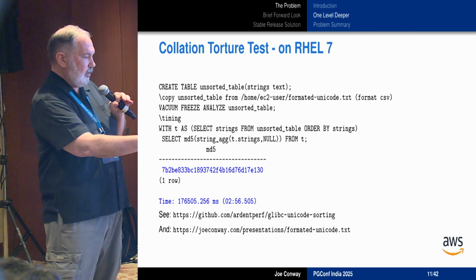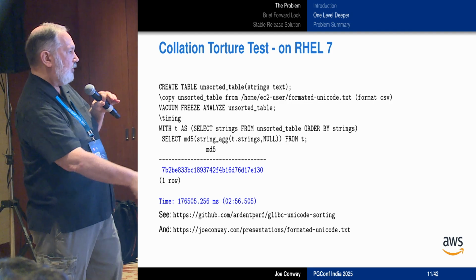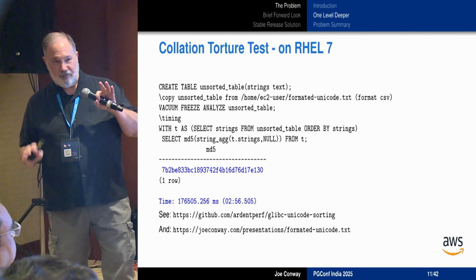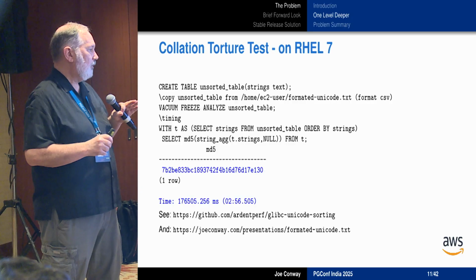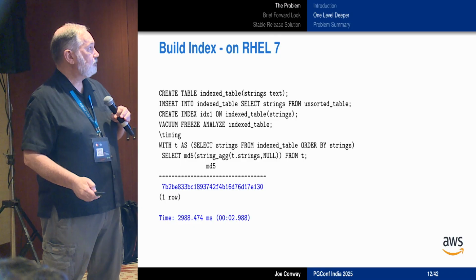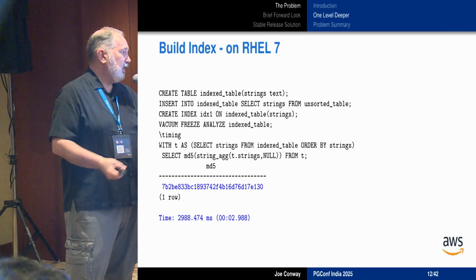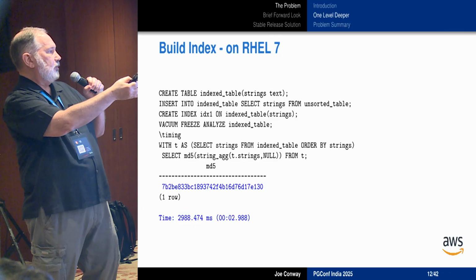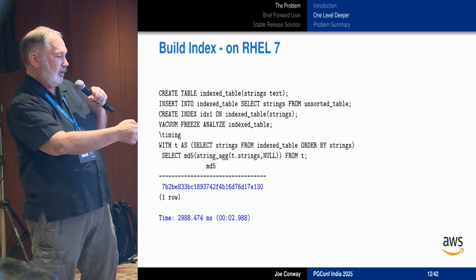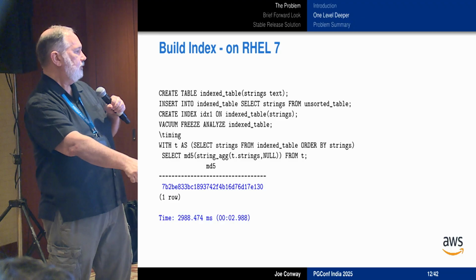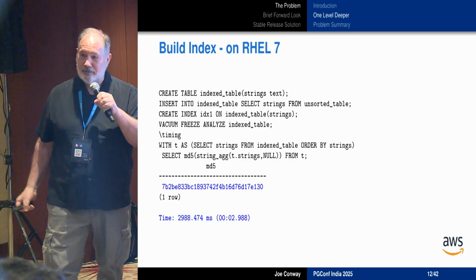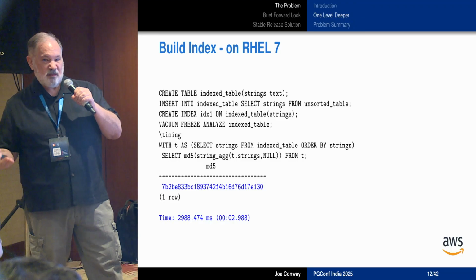The other thing I want you to note is the time. It's about 3 minutes. Just keep that in the back of your mind right now. Okay, so on RHEL 7, I can also build an index. If I do that, you notice when I use the index, I get the exact same signature. But now, of course, it's a lot faster. 3 seconds.